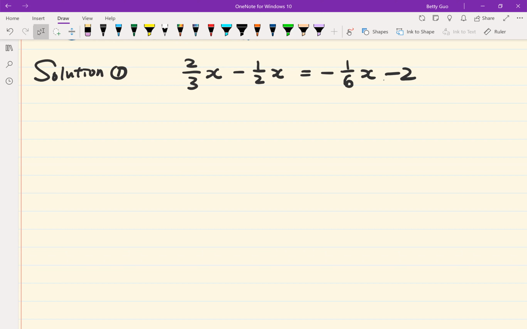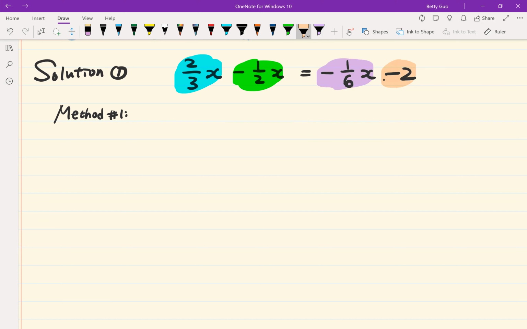Okay. So let me show you 2 different methods and you tell me which method you like better, okay? The first method, I'll just process those fractions as regular numbers. Look at the terms in the equation. Tell me how many terms do you see in the equation? Everyone, how many terms? 4 terms, right? I just colored them differently.